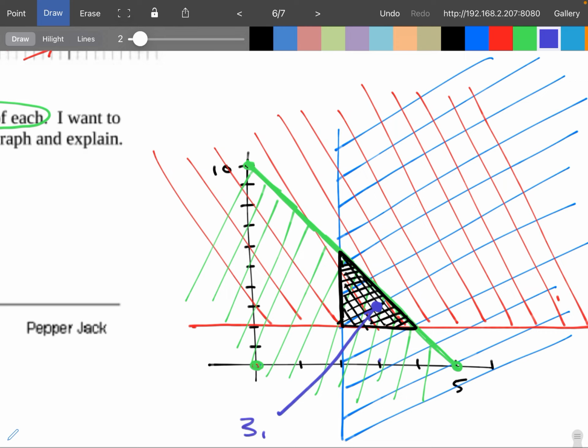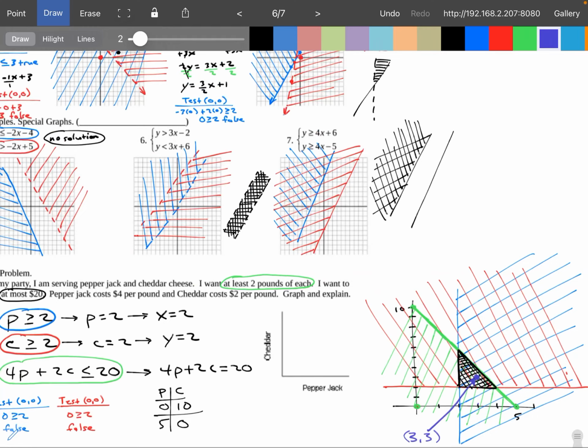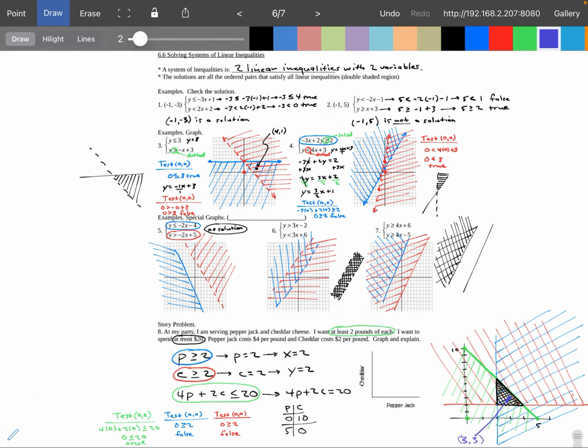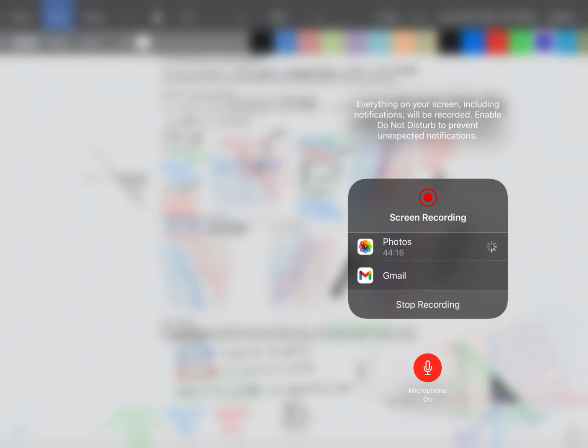Yep. Now, can anybody tell me a solution in there? 3, 3 looks pretty good. So if we do 3, 3, I don't know if we can see it or not. 3, 3 is going to be 3 right and 3 up. That's going to put us about right in here. I'll draw an arrow to it there somehow. So that 3, 3 would be a possible solution. That would mean 3 pounds of pepper jack and 3 pounds of cheddar. All right. Again, that's not too easy to see, but that's the best I can do.